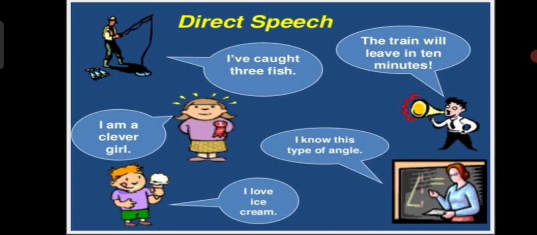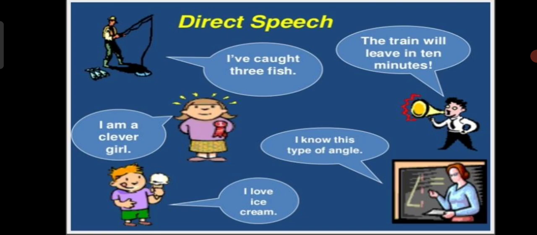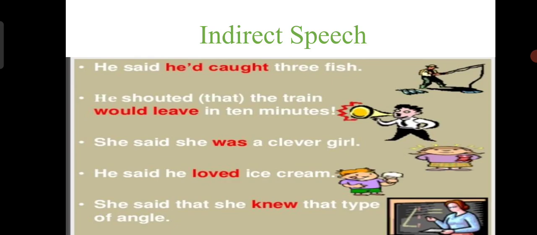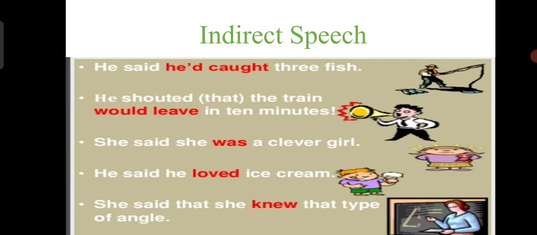Second, the train will leave in 10 minutes. Okay, so he shouted that the train would leave in 10 minutes. I am a clever girl. She said she was a clever girl. I love ice cream. He said he loved ice cream.